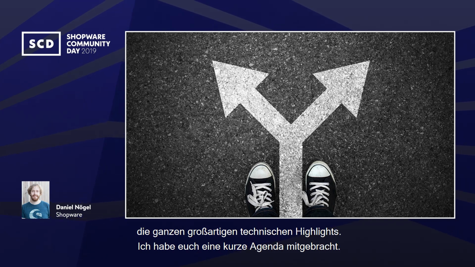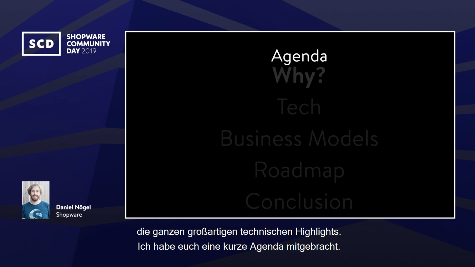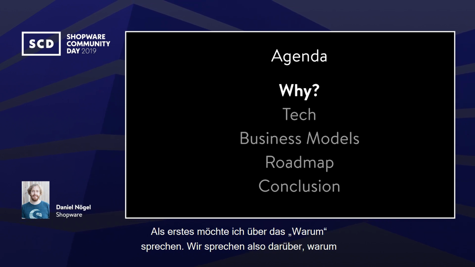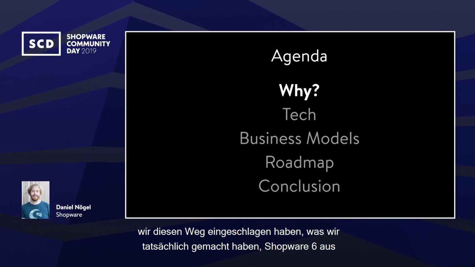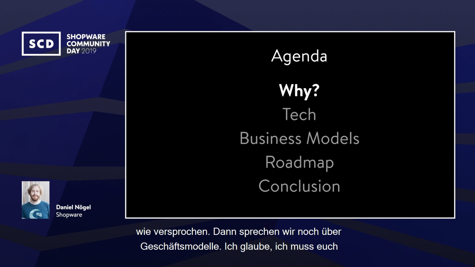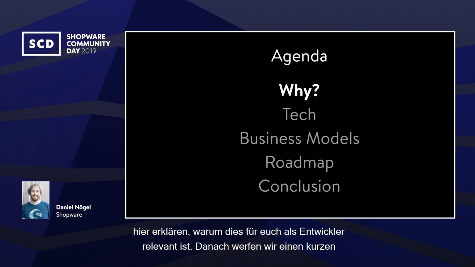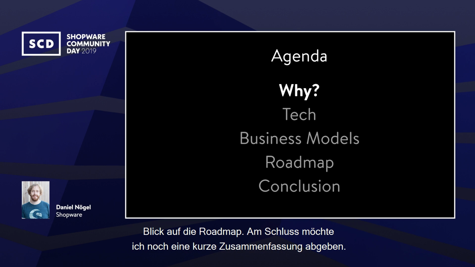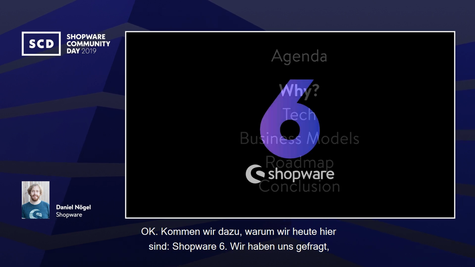Okay, I brought a little agenda. First of all, I want to talk about the why part. So we will talk about why we went this way, what we actually do, and what we think about Shopware 6 and why we did it, basically. Afterwards, we will talk about tech, as promised. Then we'll talk about business models, and I think I will have to explain to you why this is relevant for you as a developer. And then we will have a short slide on the roadmap, and I will draw a little conclusion afterwards.